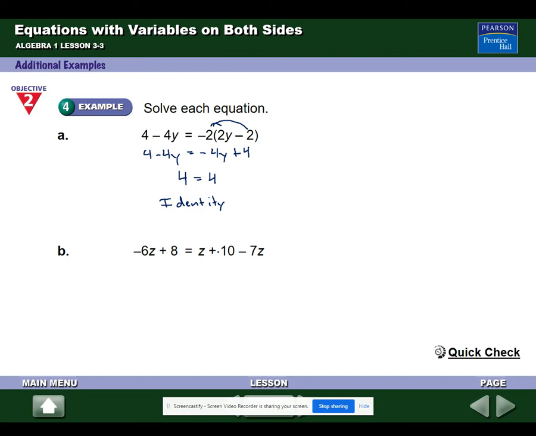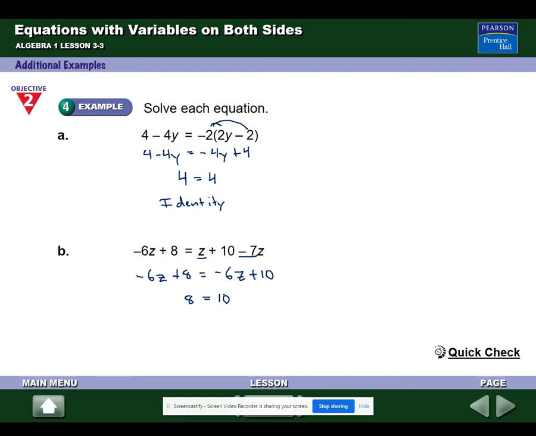Now, look at part B here. Again, you don't know any better, right? You're just going about it, and you see, oh, we can combine like terms here. So Z minus 7Z would be -6Z plus 10. And then if you add 6Z to both sides, you're going to get 8 equals 10. The variables just dropped off of both sides of the equation. But there's a very significant difference between this one and the last one. The last one, 4 equals 4, is a true statement. This one, 8 equals 10, is a false statement.